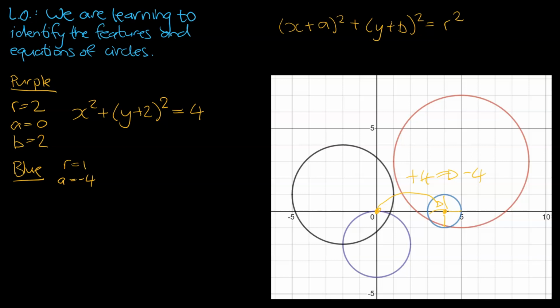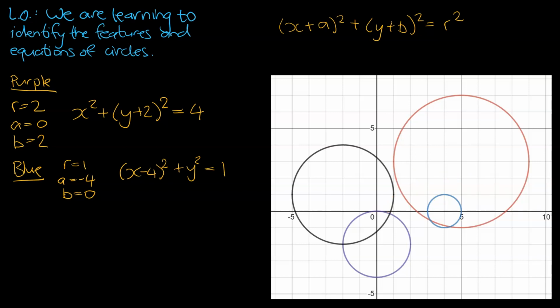And finally, we look at the y value. How much has it moved up or down? It's still sitting at 0. It hasn't moved up or down, which means our b value will be equal to 0. That gives us enough information to find the equation of the blue graph. So it's going to be (x minus 4) all squared plus y squared equals 1 squared, and again, you can just change that to the number 1. So we've done the blue one.